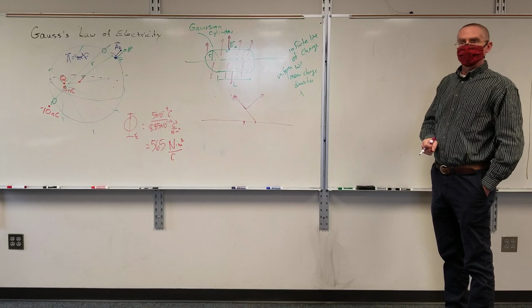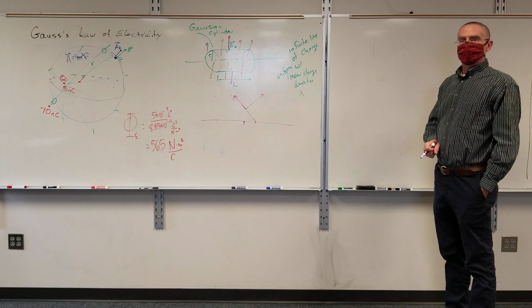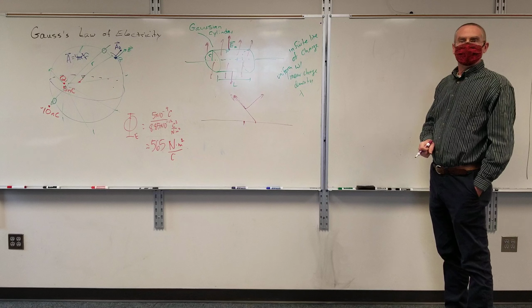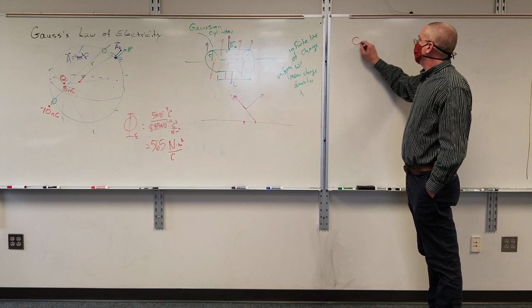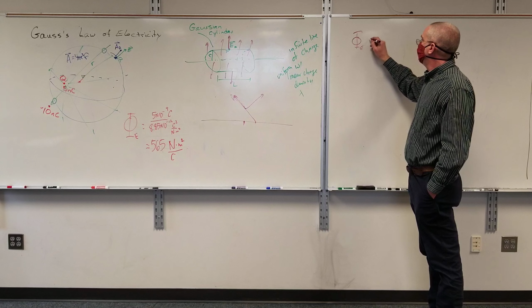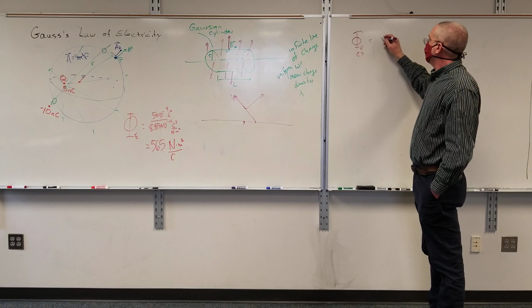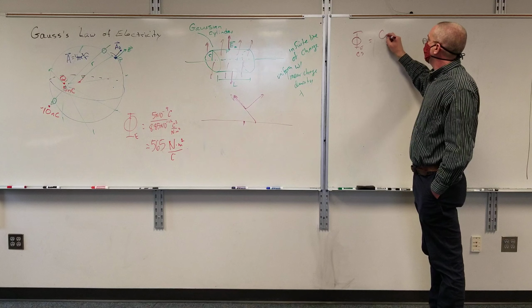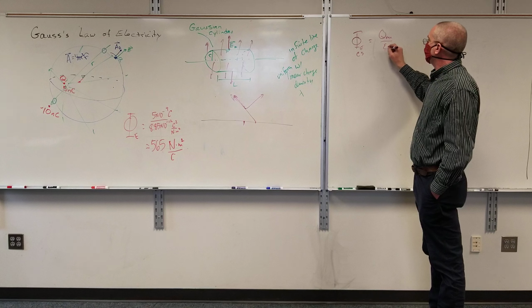Questions here before we apply Gauss's law? All right. I know that the total electric flux through a closed surface is equal to the enclosed charge divided by epsilon sub naught.